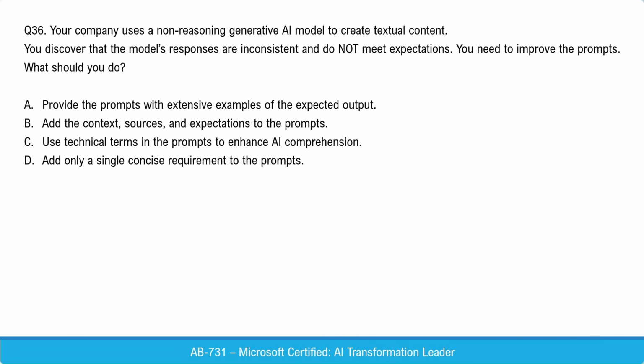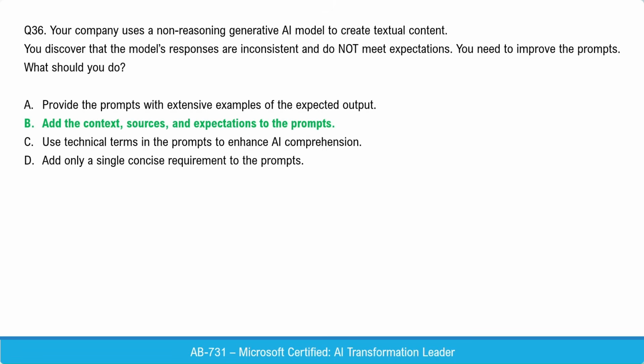Next question. Your company uses a non-reasoning generative AI model to create textual content. You discover that the model's responses are inconsistent and do not meet expectations. You need to improve the prompts. What should you do? You have four options on your screen. Please go through them by pausing the video over here. And the correct answer is option B.